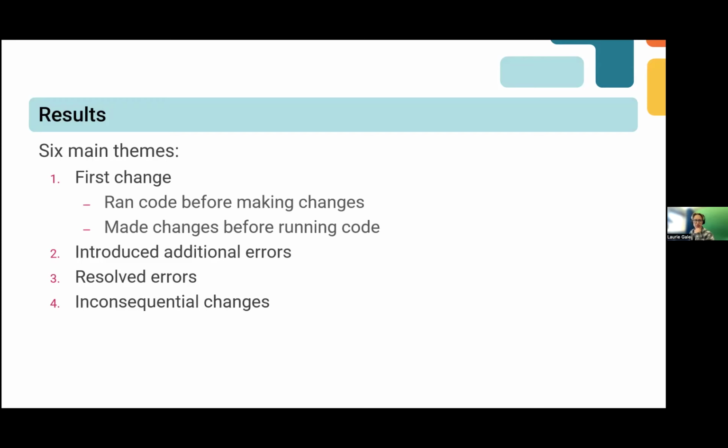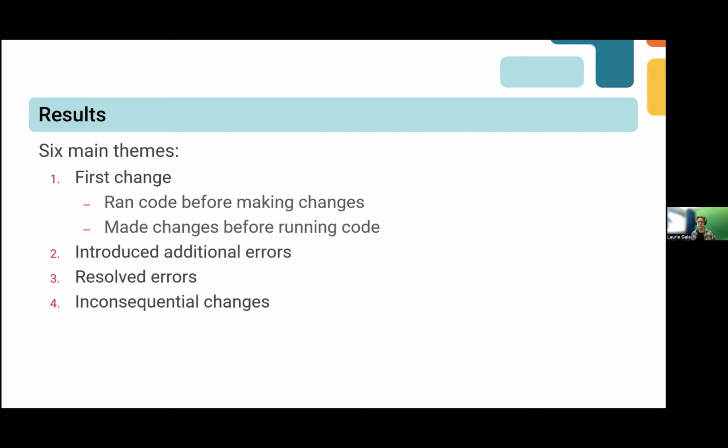And then some changes students made were what we call inconsequential. They didn't really affect the state of the program. So this may include adding brackets to a condition in an if statement or changing quotations in a print statement from double quotes to single quotes. They don't change the state of the program. They don't add or remove errors, but they're changes nonetheless.